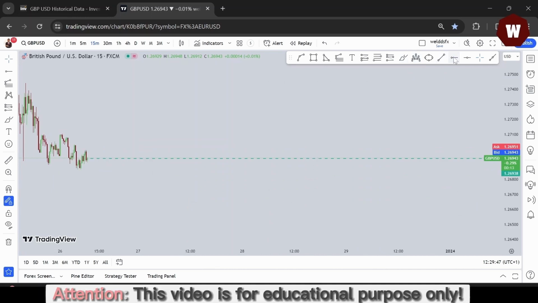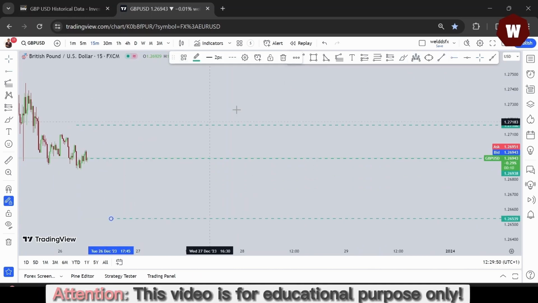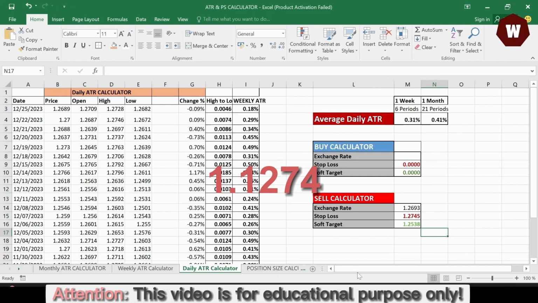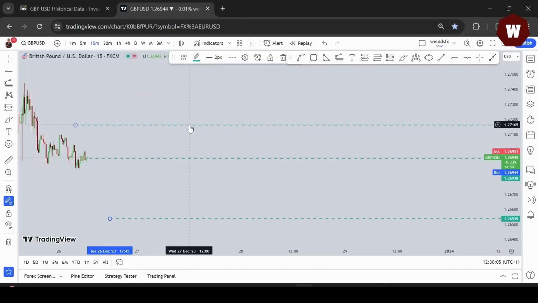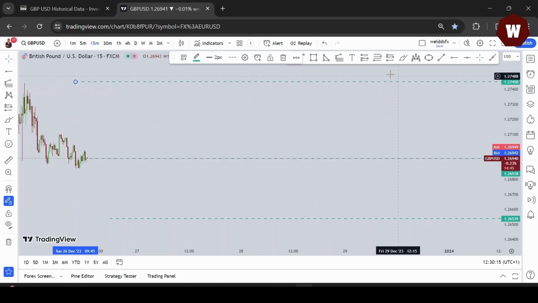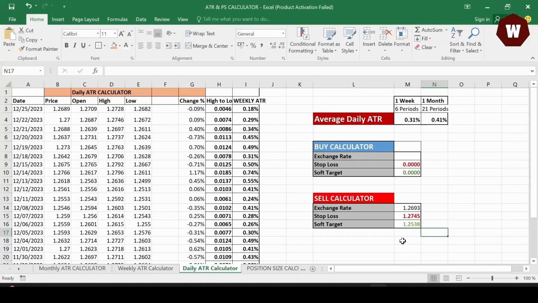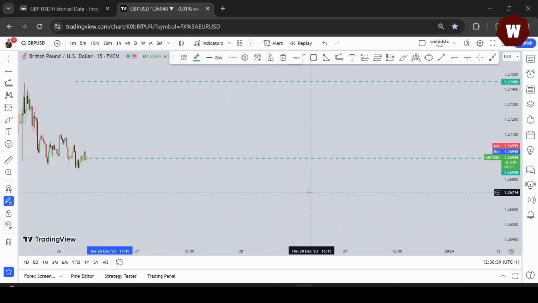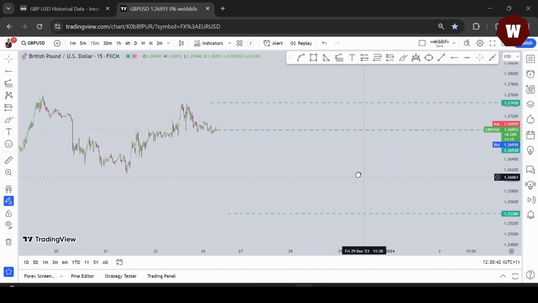And then you can just place the stop loss and the take profit how the market has shown you. Okay, you can edit it to 1.2745. So that is our stop loss. Then the take profit target is what? 1.2538. Okay, and you can see that it follows the same method.